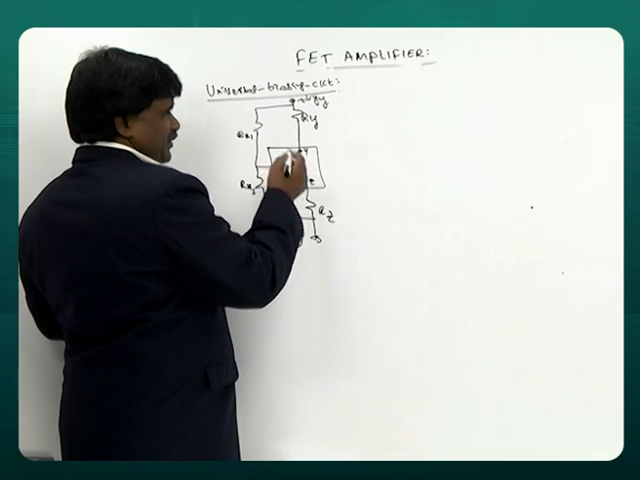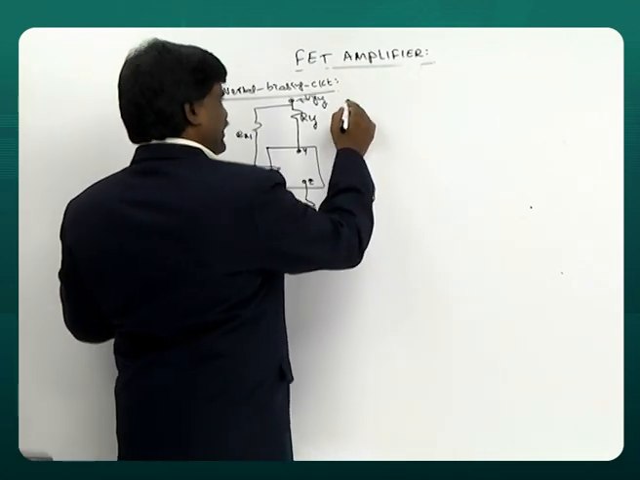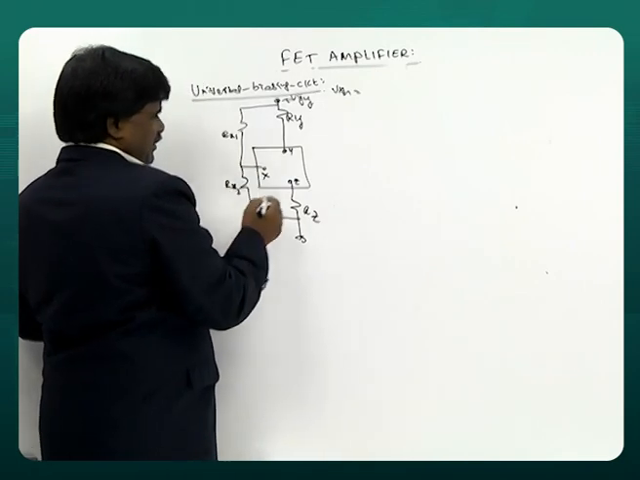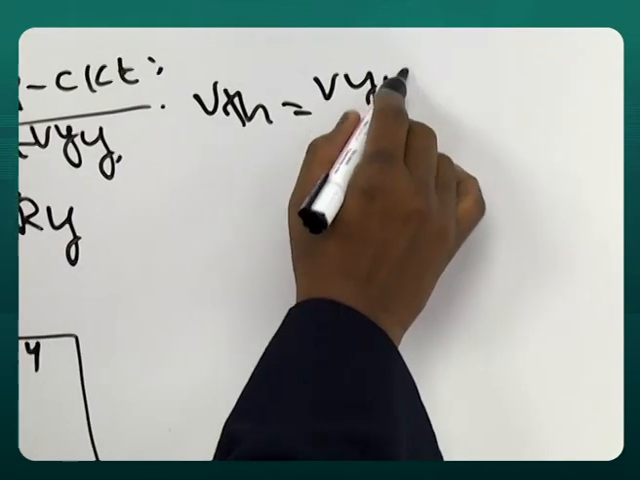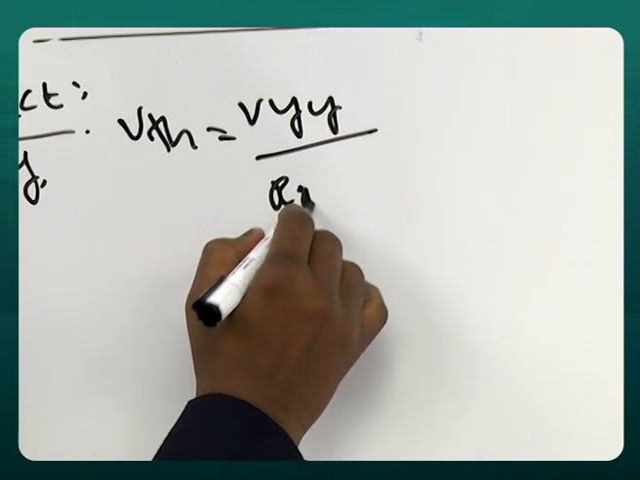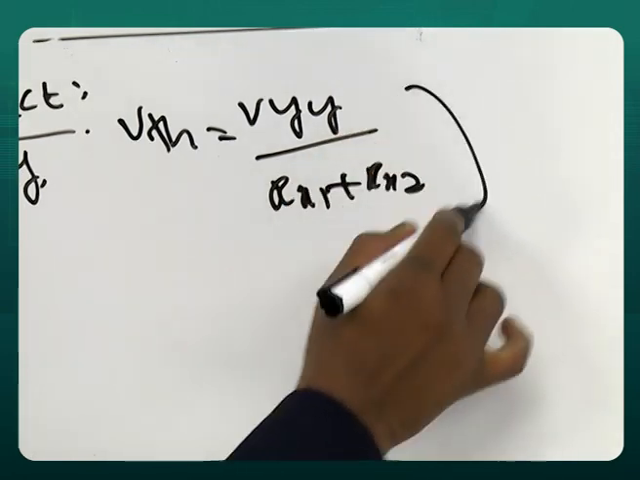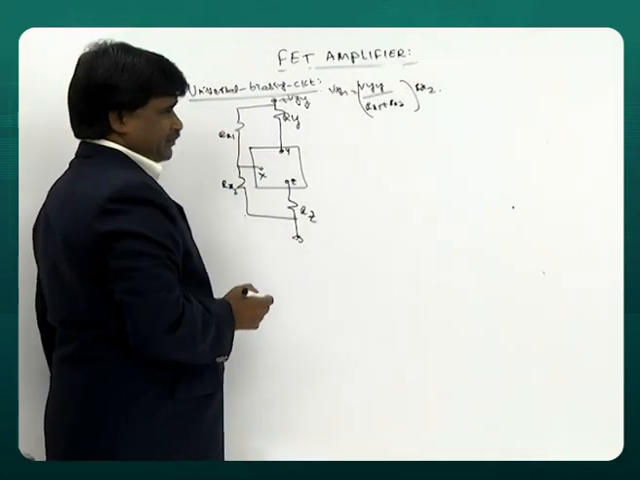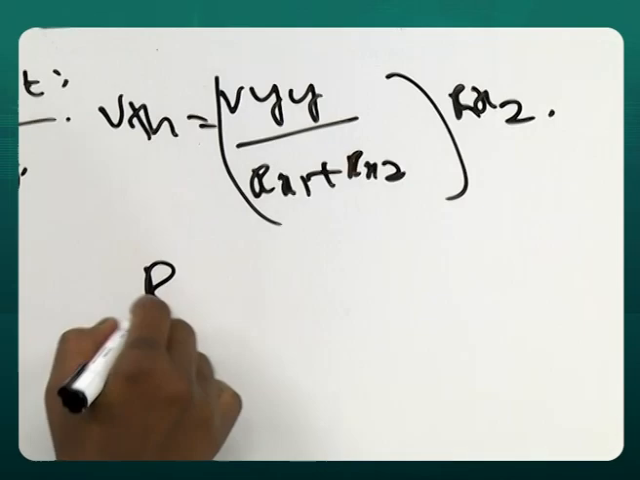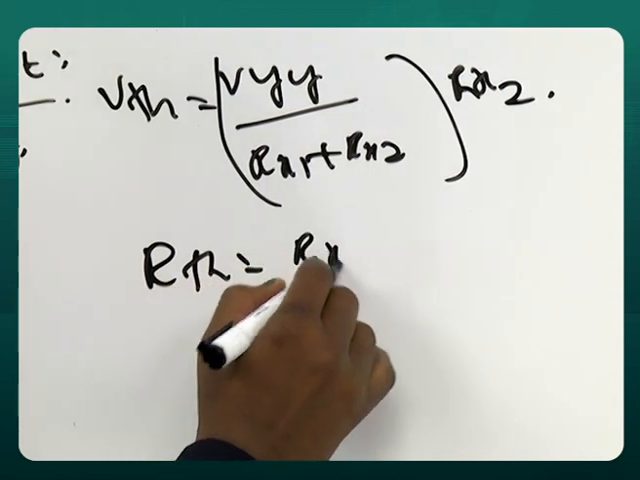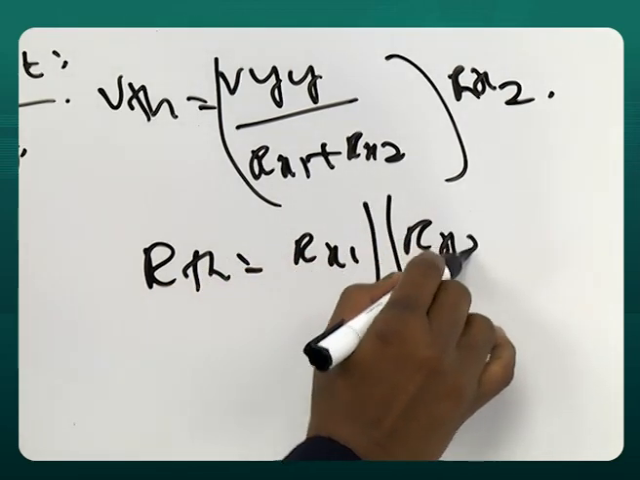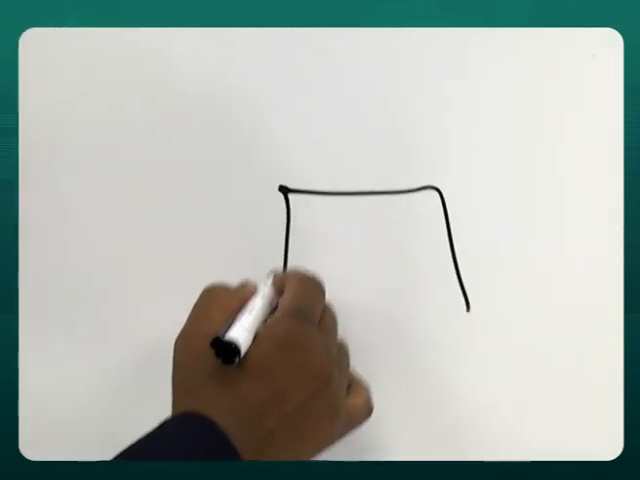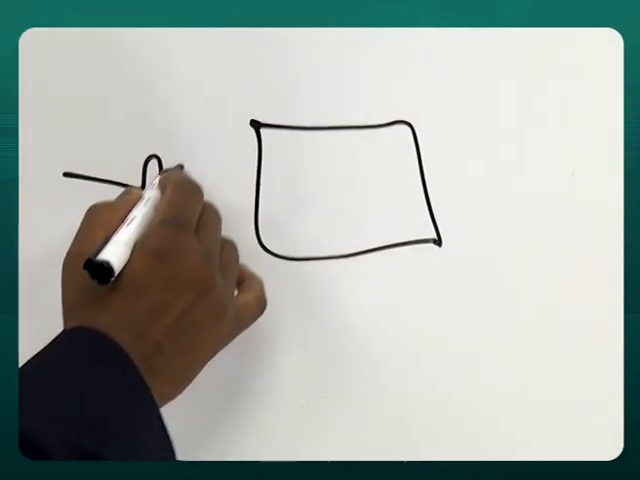And when you want an input circuit, we have to apply Thevenin's theorem. What is V Thevenin here? VYY times RX2 divided by RX1 plus RX2. Then R Thevenin is RX1 parallel RX2. So if you draw the equivalent, you will understand this.